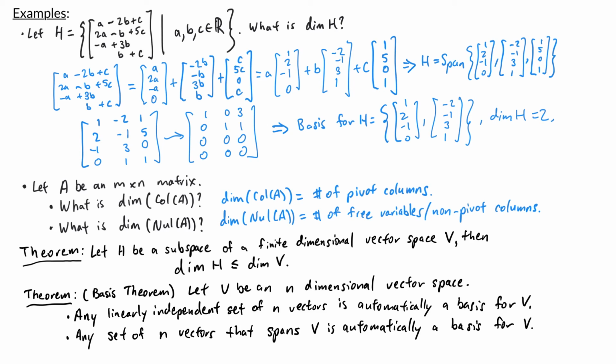The second part of the theorem says that if I have a set of n vectors that span my vector space V, then it's automatically a basis for V. So any set of n vectors that span the entire vector space will automatically be linearly independent, and I don't need to check that condition. So this theorem is useful if I know that I have an n-dimensional vector space and I have a collection of n vectors. If they're linearly independent, they're going to form a basis. Or if they span my space, they're going to form a basis.